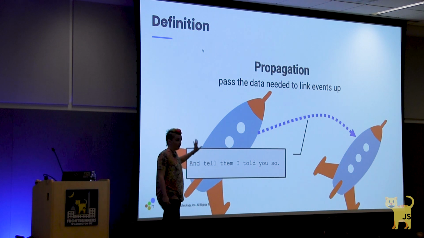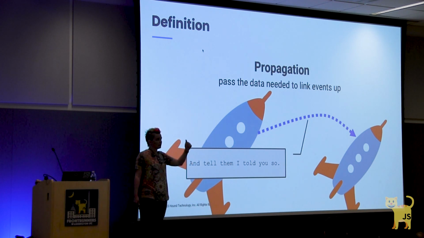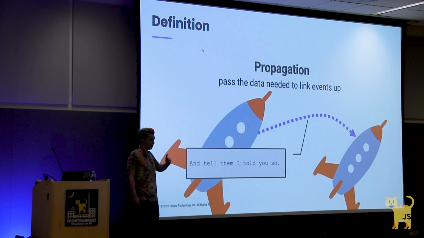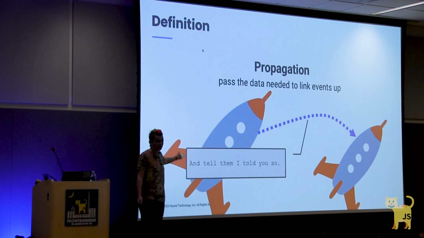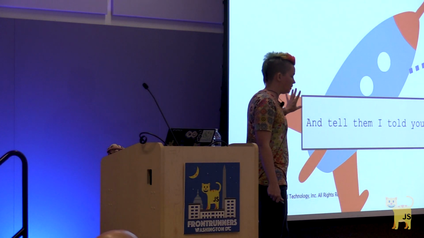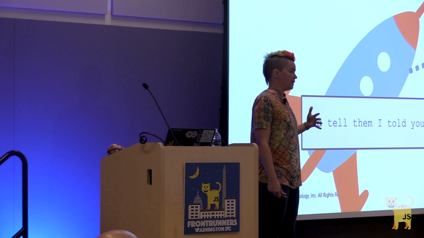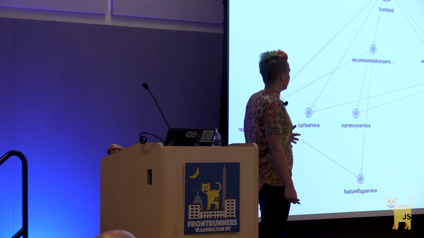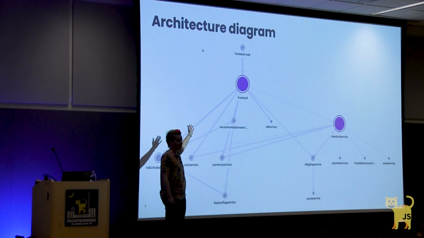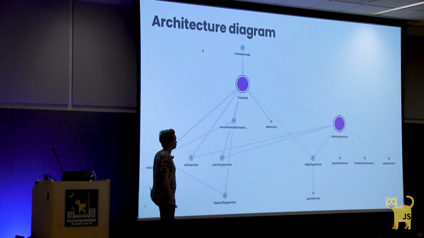OpenTelemetry helps with all of these steps. It's got protocols for telemetry, it's got libraries for instrumentation, and actually it's a W3C standard for what header to put in your HTTP requests. So all of these pieces make it possible to build observability. The propagation lets us build service maps. This is our generated architecture diagram.